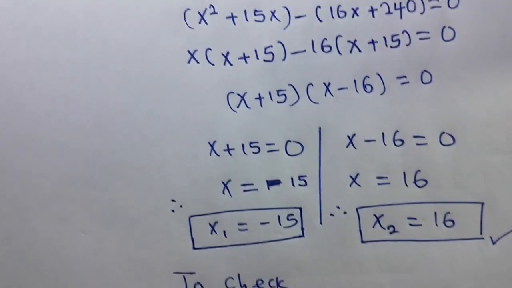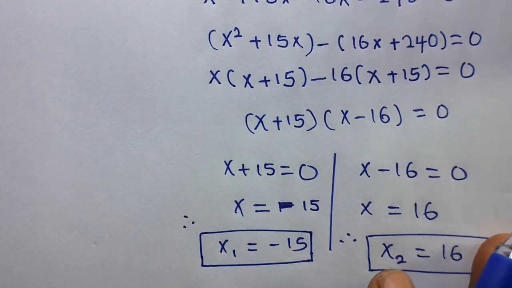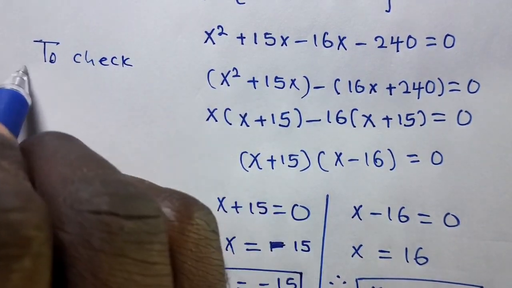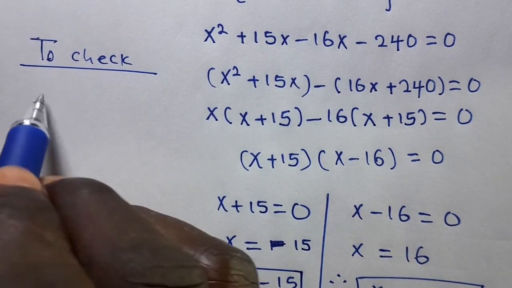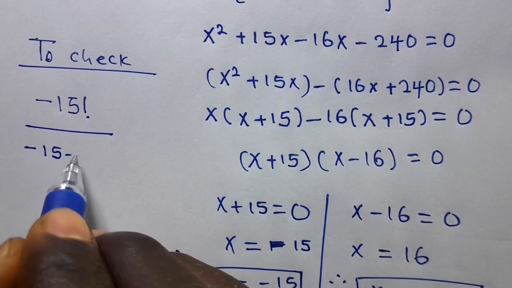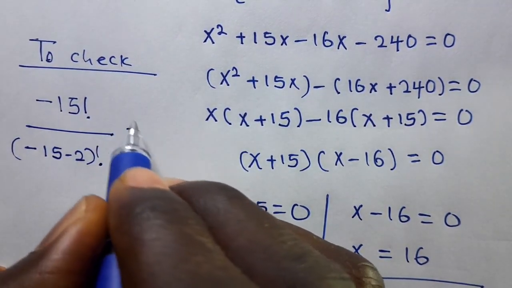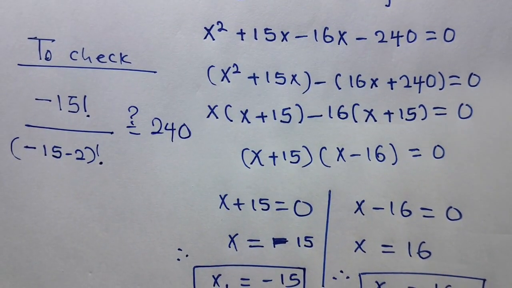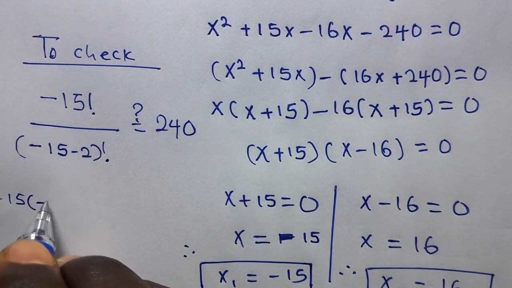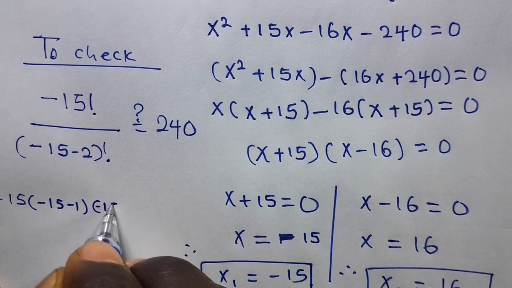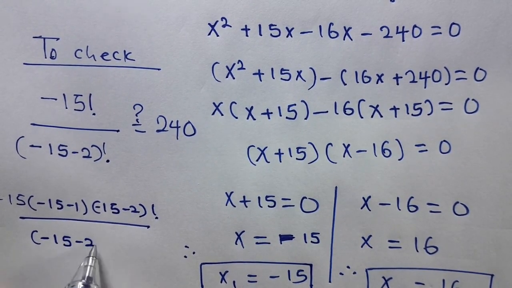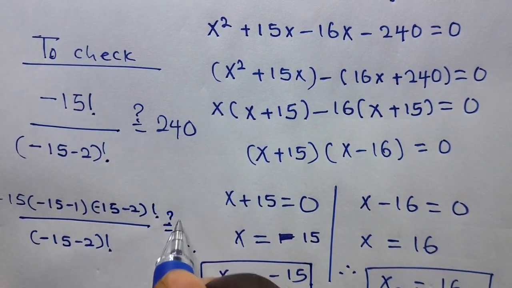Now let's check for the value of x1, which is equivalent to minus 15. We have x1 equals minus 15, which means we're going to have minus 15 factorial divided by (minus 15 minus 2) factorial. Is it going to equal 240? Guys, from the above we have minus 15 factorial, which can be simplified as minus 15 into brackets (minus 15 minus 1), again (minus 15 minus 2) factorial. Let's substitute this here. We have it divided by (minus 15 minus 2) factorial. This we cancel this. Are they going to equal 240?